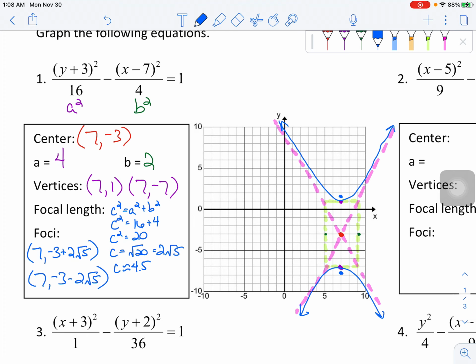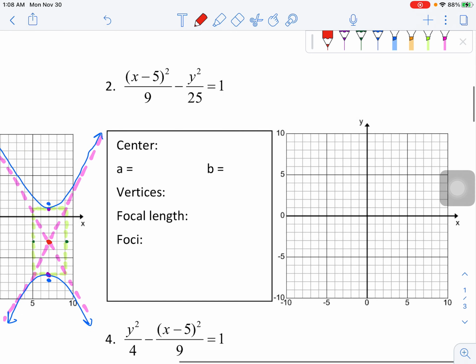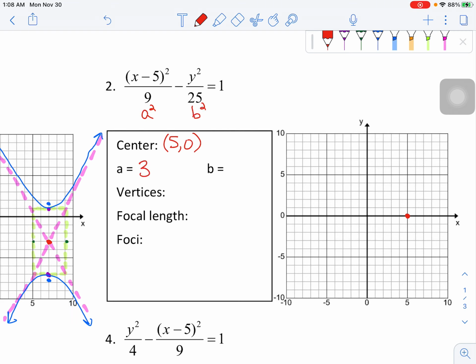All right, I'm going to go ahead and slide over to number 2 and we're going to do the exact same thing. Because the x squared is first, this hyperbola is going to open to the left and to the right. So first things first, let's get a center. That's going to be 5, 0. So let's see, 5, 0 is right here. A value, so this is a squared, this is b squared. So this is going to be 3, that's going to be 5.